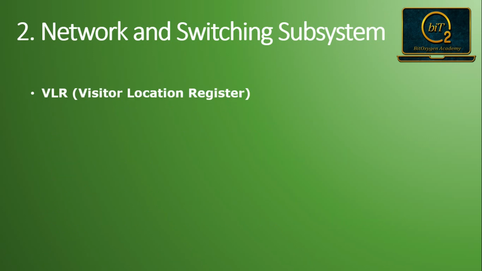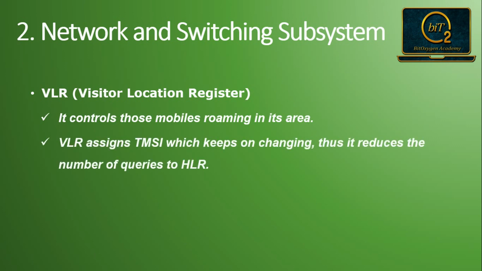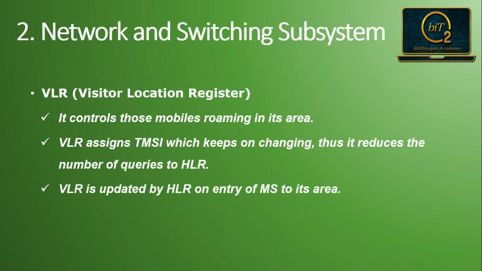Let's see the third entity, VLR, Visitor Location Register. It controls those mobile roaming in its area. It is also a database of NSS which temporarily stores identity of a subscriber in new area. VLR assigns TMSI number to a new subscriber who has moved from its home location to visiting location. Full form of TMSI is Temporary Mobile Subscriber Identity.